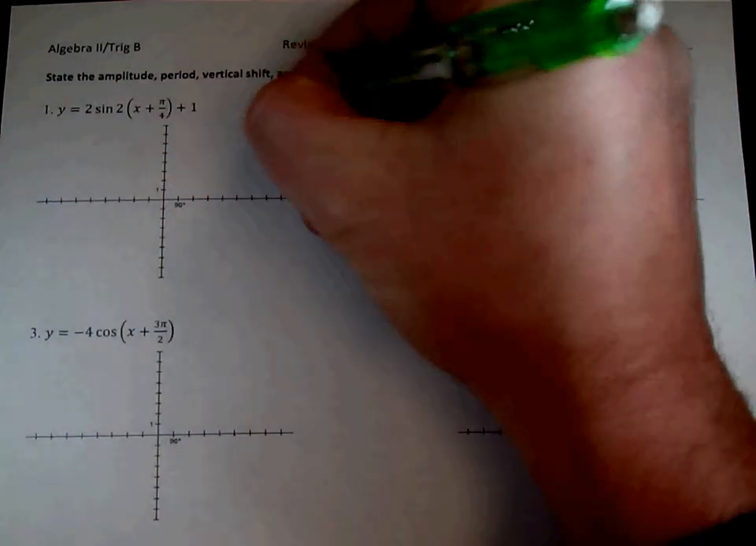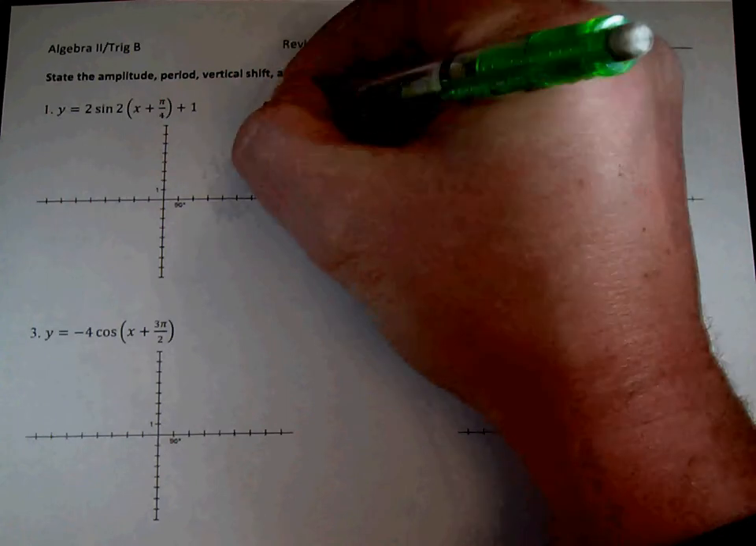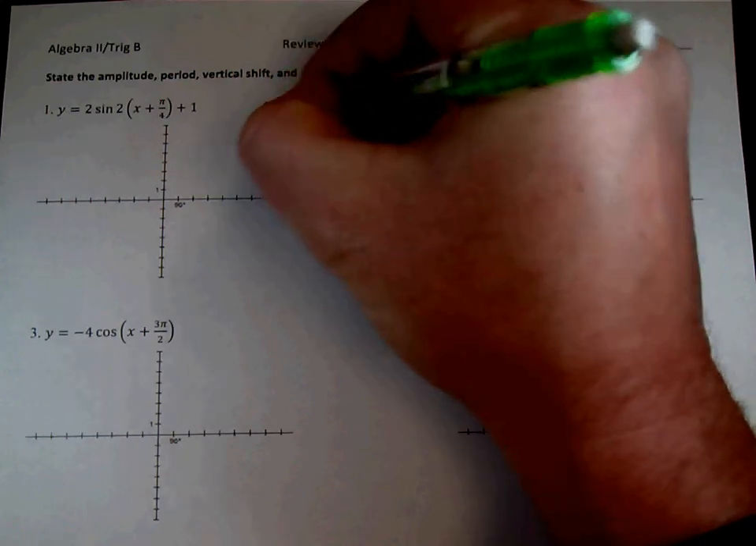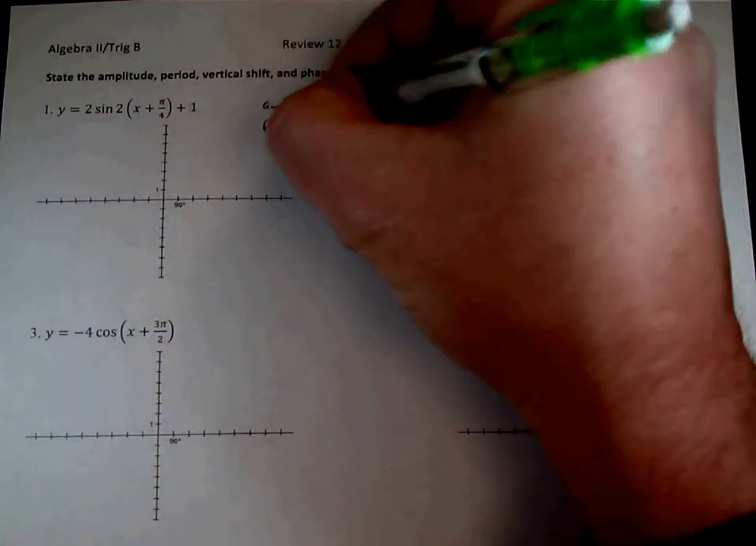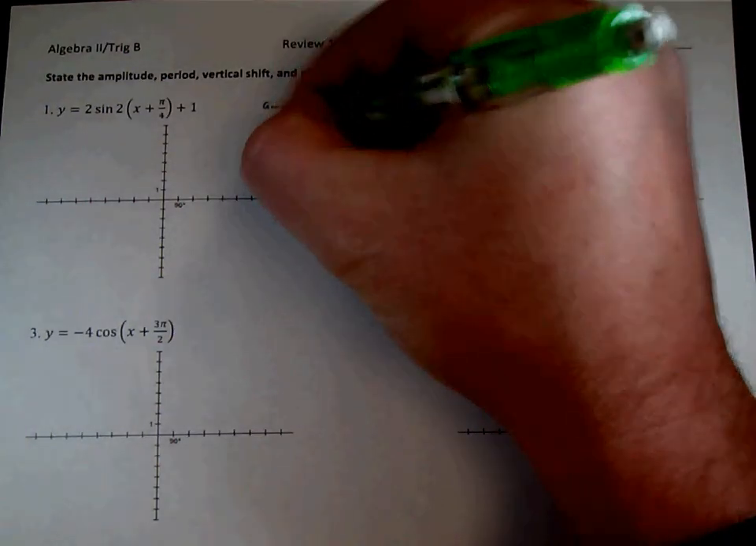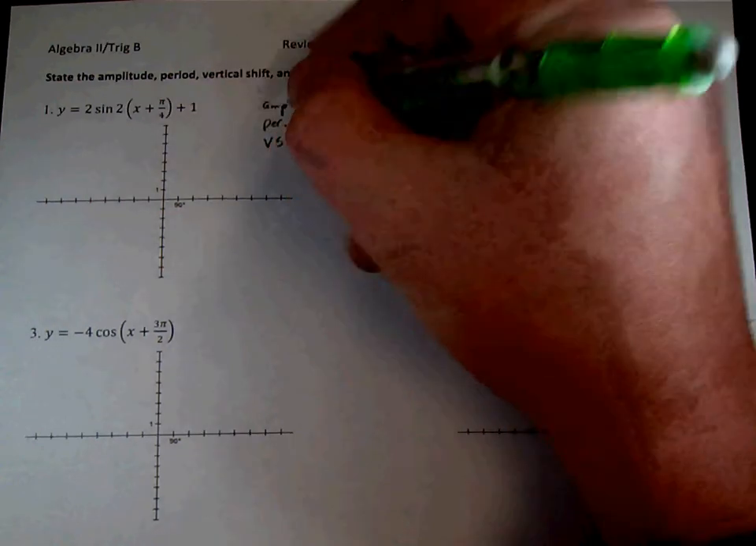Okay, so number one, amplitude. We're asking about amplitude. That would be 2. The period is 360 divided by b. B being 2, 360 divided by 2 is 180. Vertical shift would be the k value, which is a positive 1.